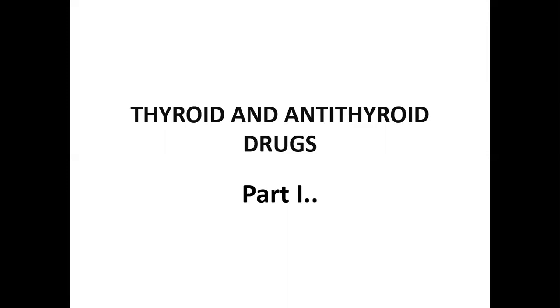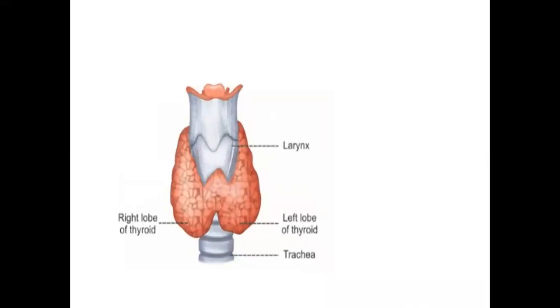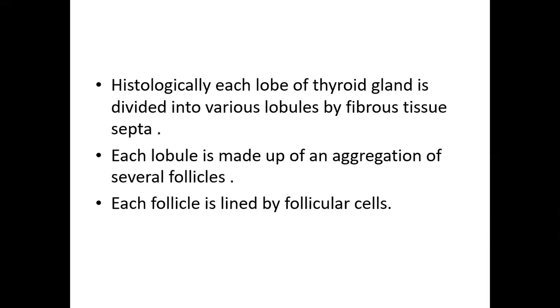It receives a high blood supply, nearly 400 to 600 ml per 100 grams per minute. As I told you, it has two lobes on either side of the trachea, joined together by an isthmus. This is the isthmus, located on the trachea below the larynx. It weighs nearly 15 to 25 grams, and it receives a high blood supply, 400 to 600 ml per 100 grams per minute.